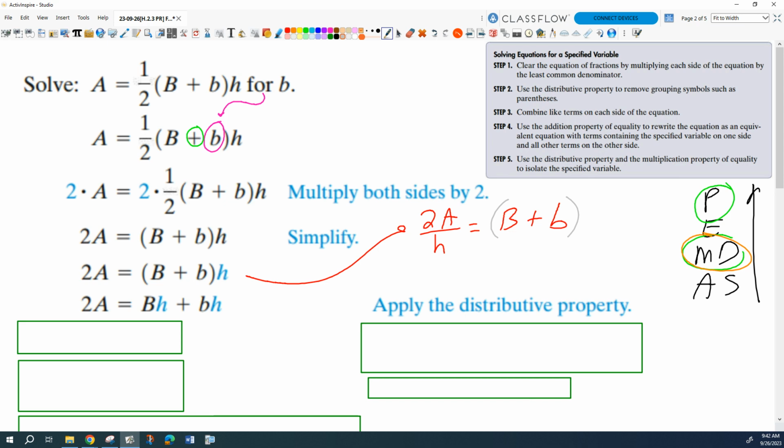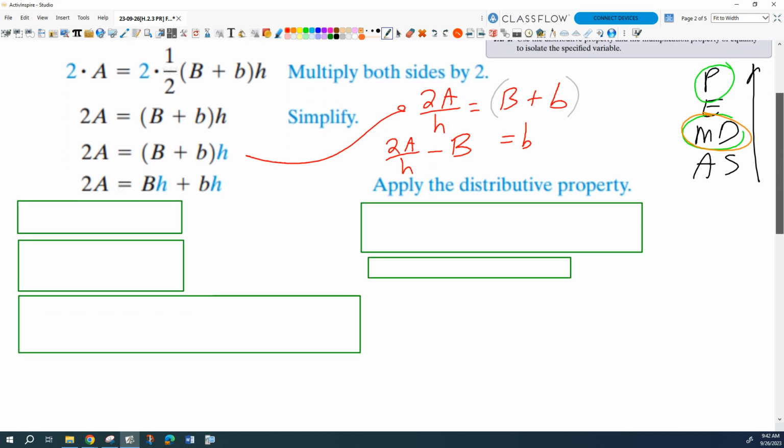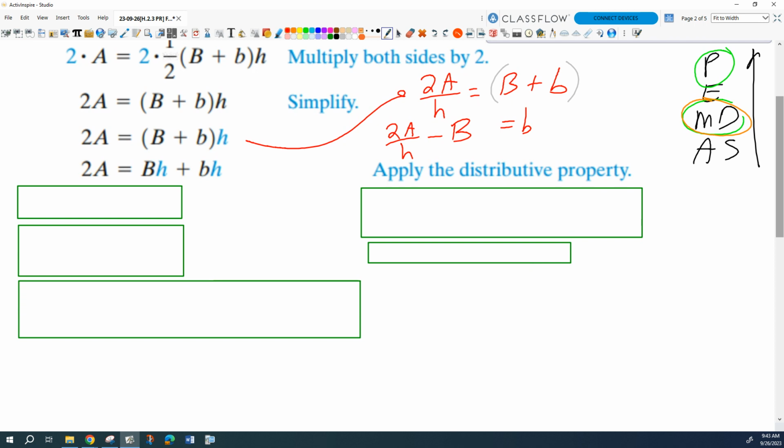So what would our last step be then? Subtract a capital B, exactly. So we would get the answer, if we're strictly following inverse operations, lowercase b equals 2A over H minus capital B, and that's fine. Okay, they chose to distribute the H. Is that wrong? No, it's fine.